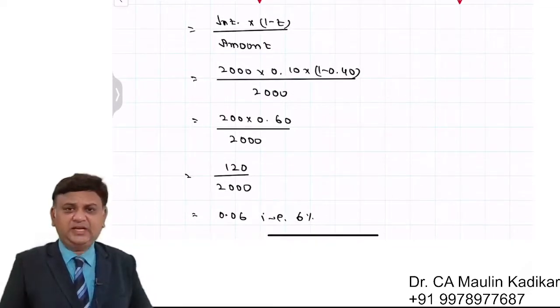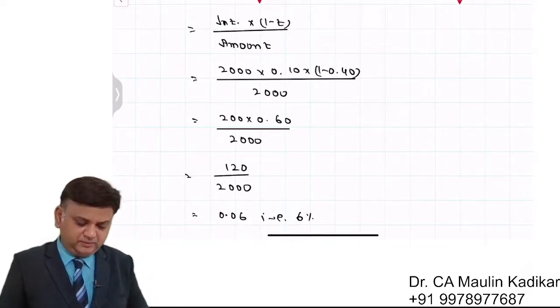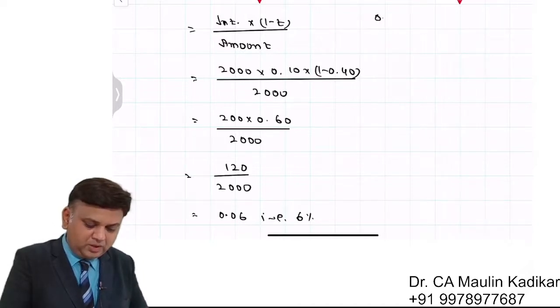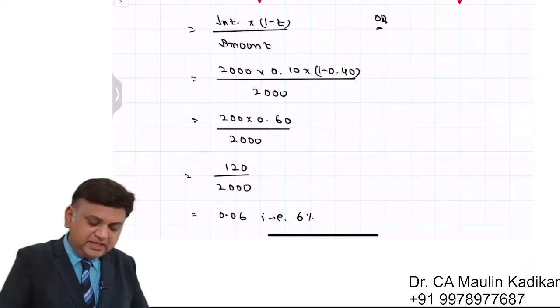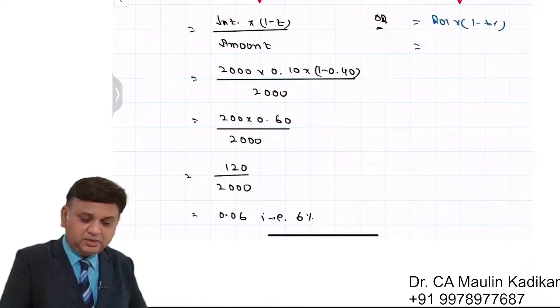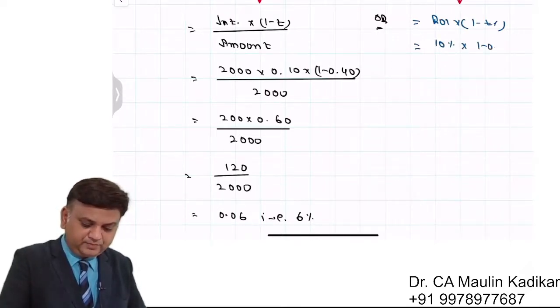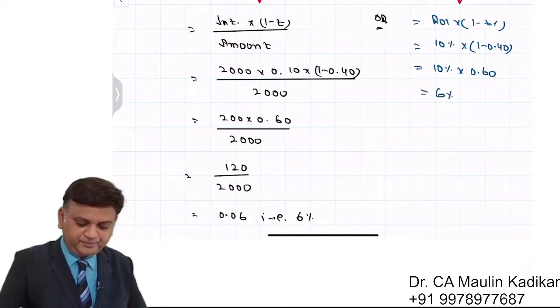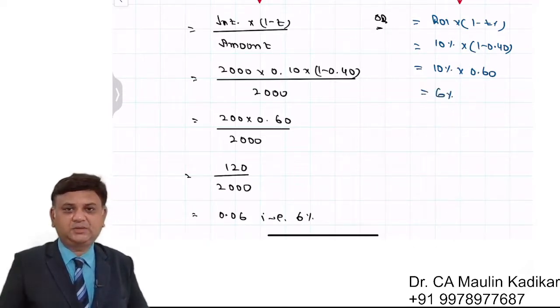This is the way the KD, cost of debt financing, can be found. Or otherwise, in this question it can be found like this also. Rate of interest into 1 minus tax rate. Rate of interest is 10 percentage. 1 minus tax rate is 0.4. 10% into 0.6. That comes to 6 percentage.